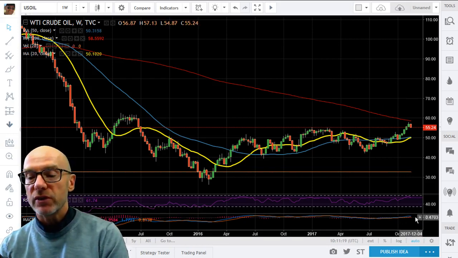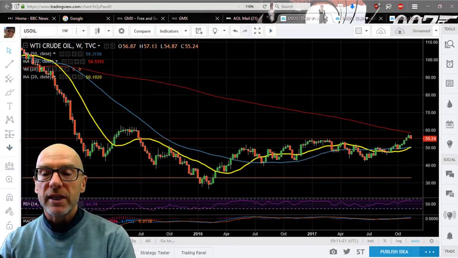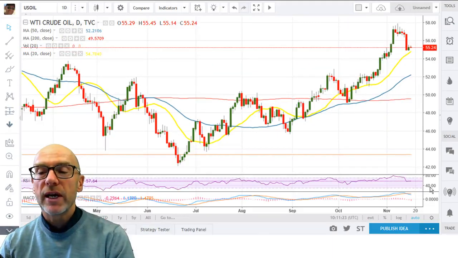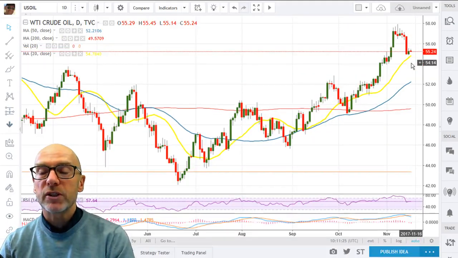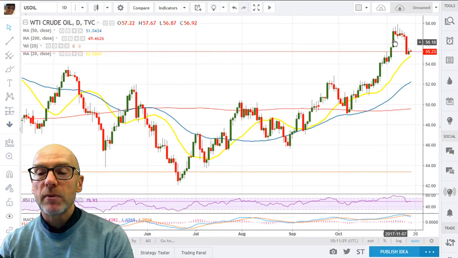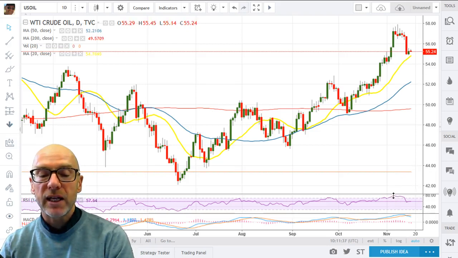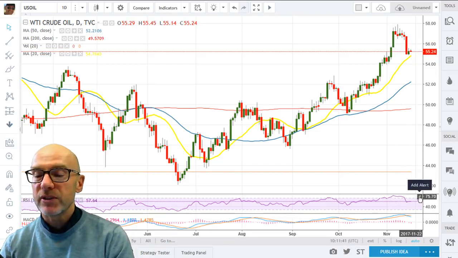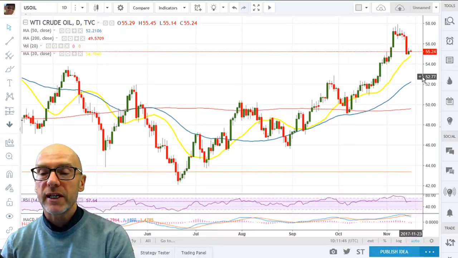On the daily, here each candle represents 1 day's trade. You can see that we did actually become overextended away from the 20 and 50-day moving average, and that did correspond to a very high level on the RSI. That got nearly up to 75, so it was slightly overbought. So we've had a consolidation.